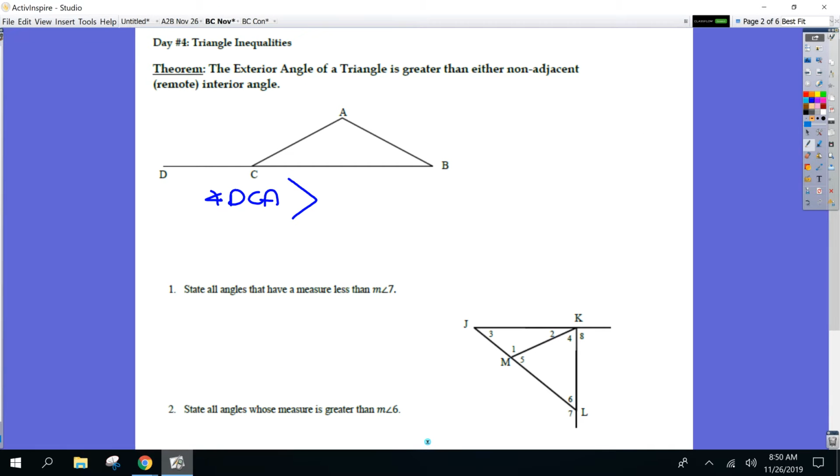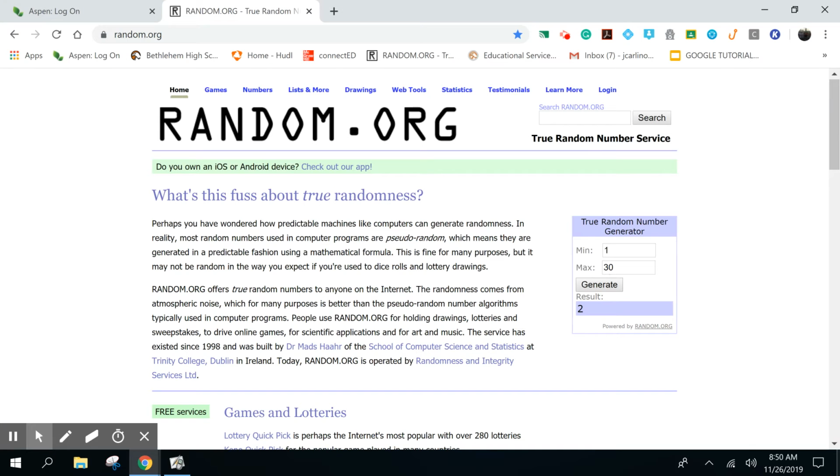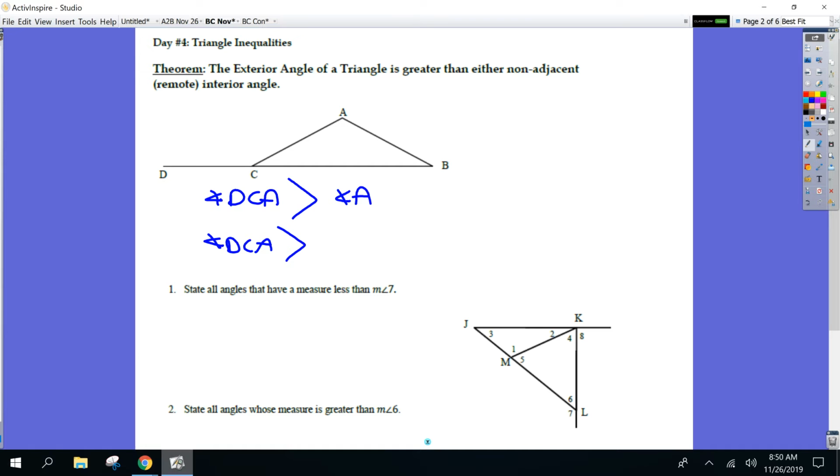Name an angle it should be greater than. DCA, exterior angle, should be greater than angle A. Got it? There's a remote interior. And angle DCA should also be greater than, name the second angle. Here we go. Angle B.